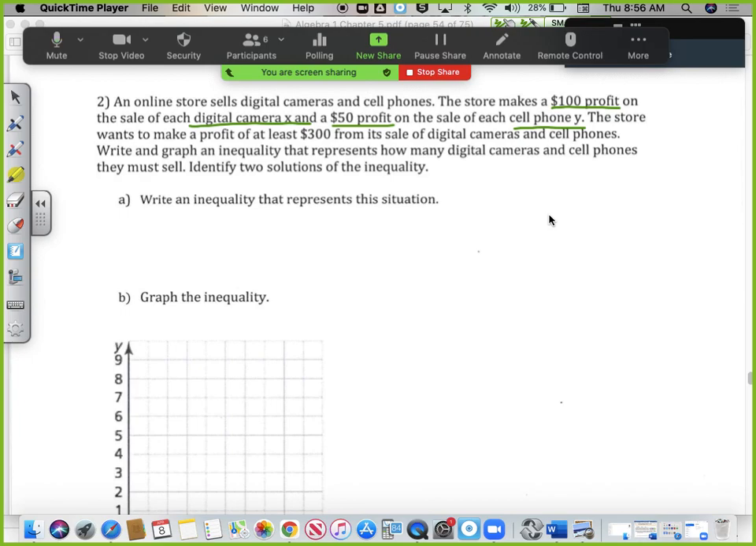The store wants to make a profit of at least $300 from the sale of the cameras and the cell phones. They want us to write and graph an inequality that represents how many cameras and cell phones they must sell, and then they want us to do the same thing, find two solutions of the inequality. Okay, so the first thing we need to do, they already tell us digital cameras is x. I'm going to just write it here again just so I can see it in front of me. And they tell us that cell phones are y.